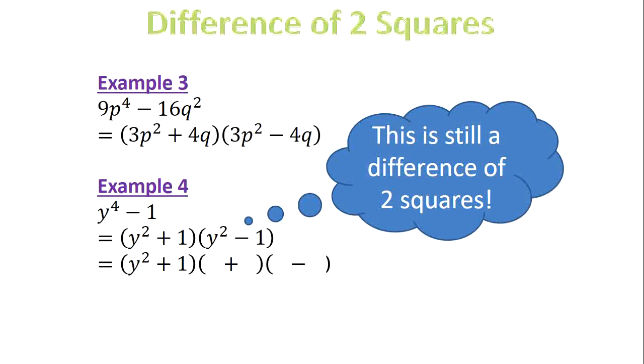Step 3, what is the square root of y squared? It's y, and so we write down y at the beginning of both of our new brackets. Step 4, what is the square root of 1? It's 1, and so we write 1 at the end of each of our two brackets.